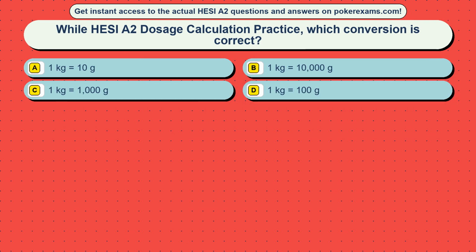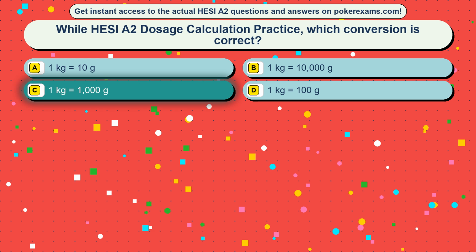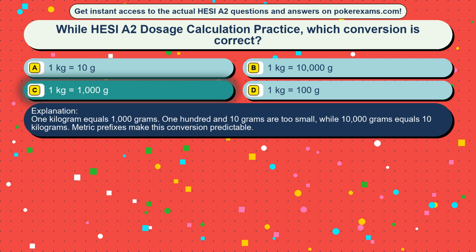Question 27. While HESI a 2-dosage calculation practice, which conversion is correct? Option A, 1 kilogram equals 10 g. Option B, 1 kilogram equals 10,000 g. Option C, 1 kilogram equals 1,000 g. Option D, 1 kilogram equals 100 g. The correct answer is option C, 1 kilogram equals 1,000 g. 1 kilogram equals 1,000 grams. 100 grams is too small, while 10,000 grams equals 10 kilograms. Metric prefixes make this conversion predictable.